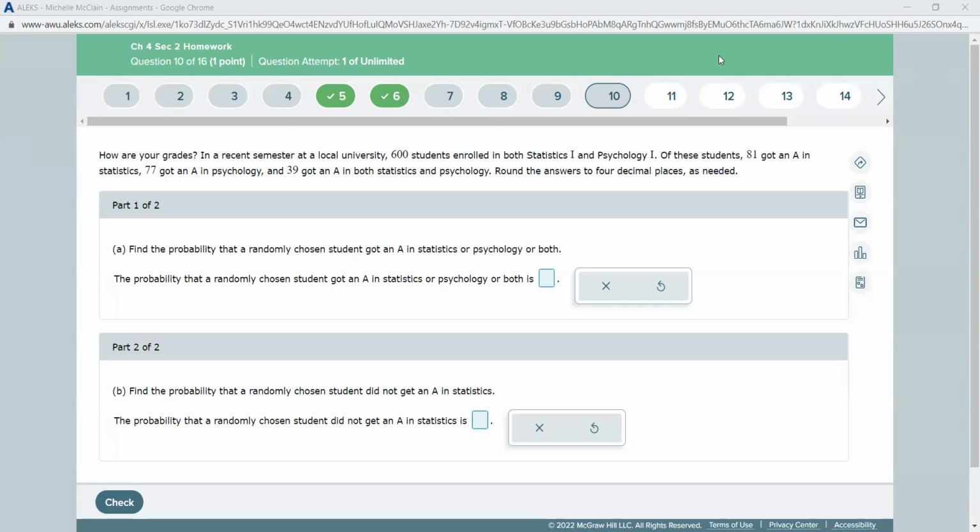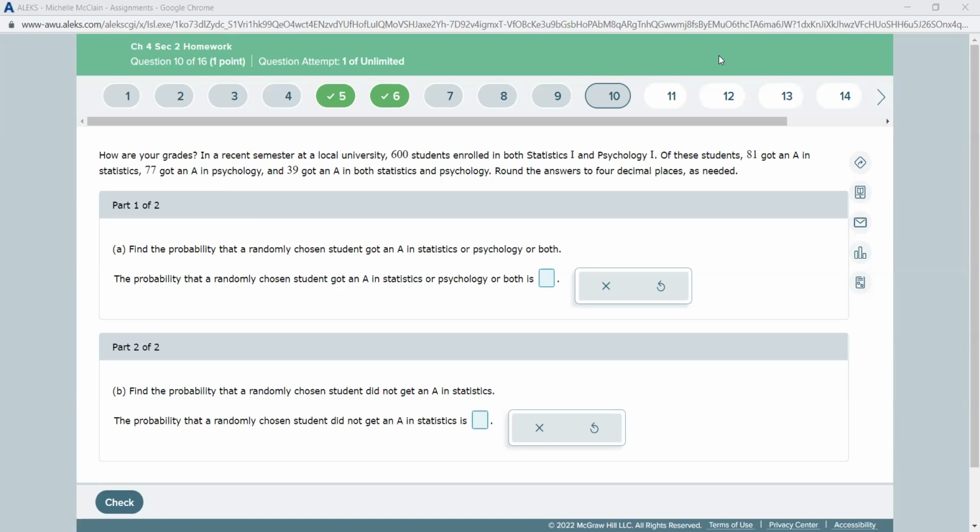How are your grades? In a recent semester at a local university, 600 students enrolled in both Statistics 1 and Psychology 1. Of these students, 81 got an A in Statistics, 77 got an A in Psychology, and 39 got an A in both Statistics and Psychology. Round the answers to 4 decimal places as needed. And we're going to answer the following 2 questions.